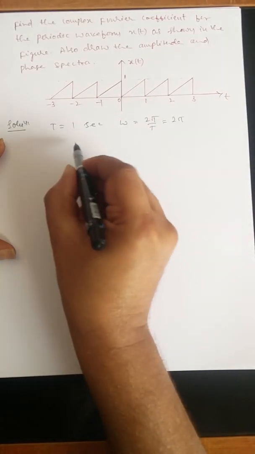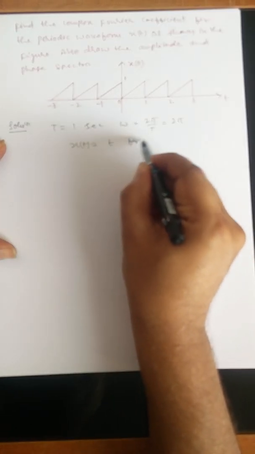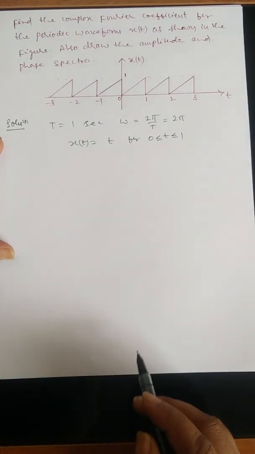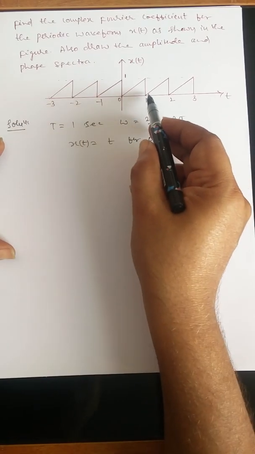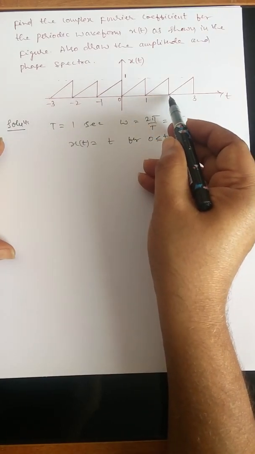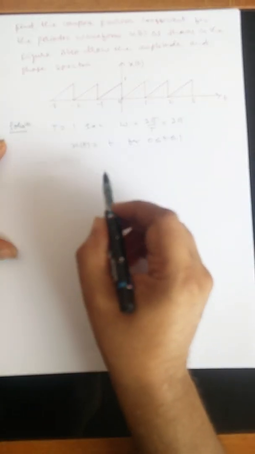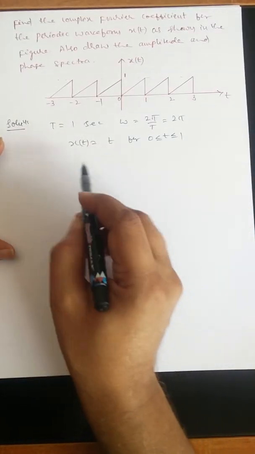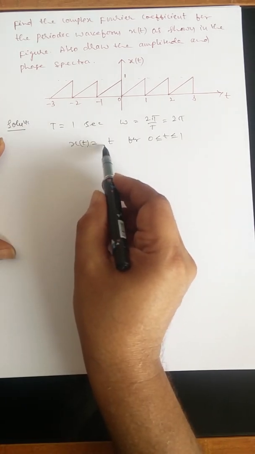And what is x of t here? x of t is equal to t in the range 0 less than or equal to t less than or equal to 1. And the same pattern repeats from 1 to 2, 2 to 3. It will be x of t is equal to t plus 1 in the range of 1 to 2, like that. Now in the fundamental period, x of t is equal to t.